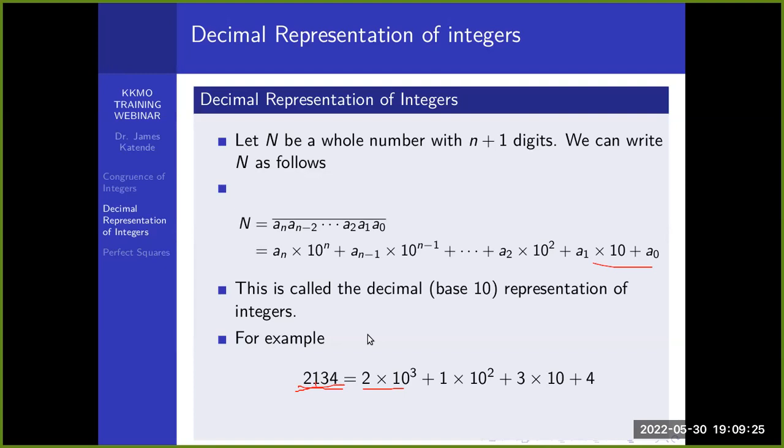So I hope that makes sense. I think it does. So basically the idea is this: you're writing it as 2000 first, then plus 100, plus 30, and then plus 4. That's how you're writing it out. But this is now a fancy way of writing the same thing.